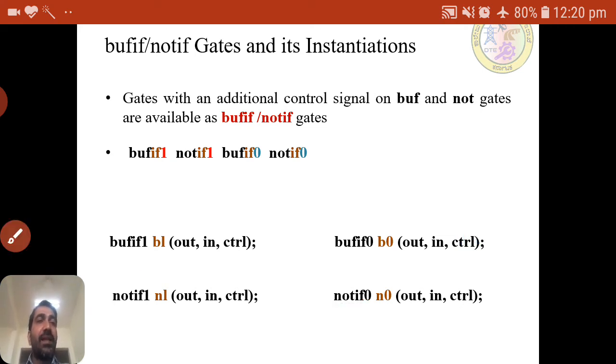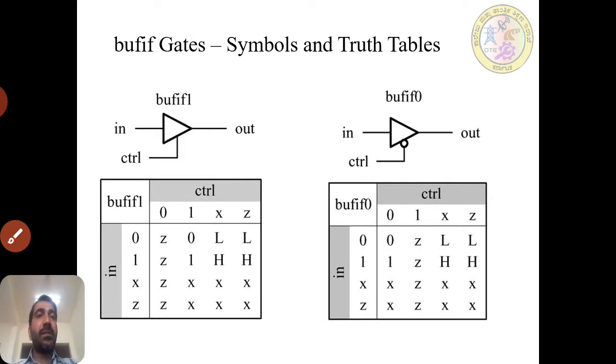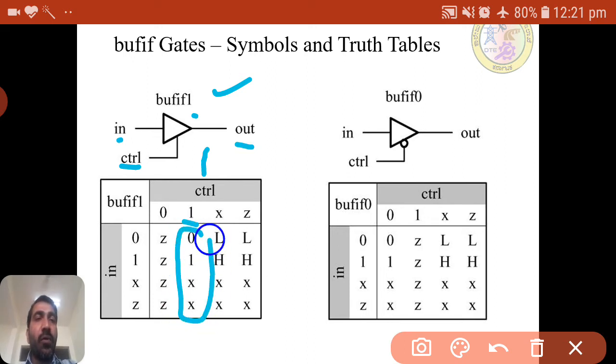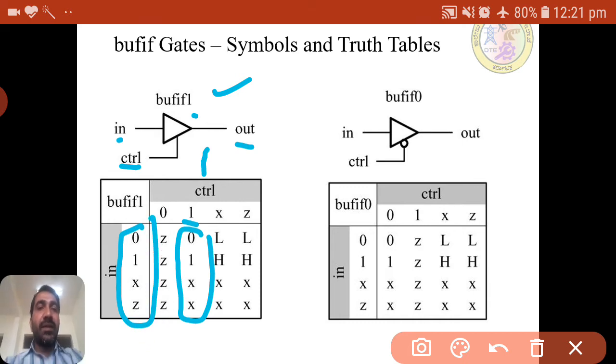And here are the symbols and truth tables for buff if 1 and not if 1. So how exactly does buff if 1 work? We have taken buff if 1 here. The control signal and in are 2 inputs. In may be whatever, but the control signal is high, because it is buff if 1. If the control signal is 1, whatever input is there, it will be assigned to the output. So as we can see here, if the control signal is 1, we can see the truth table like the buffer: whatever input is there, the same output is there, except, as we know, if the input is Z, the output is X.